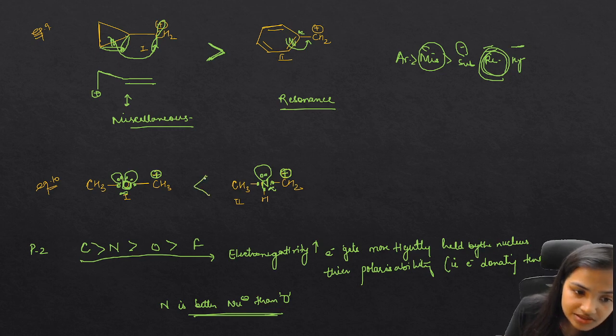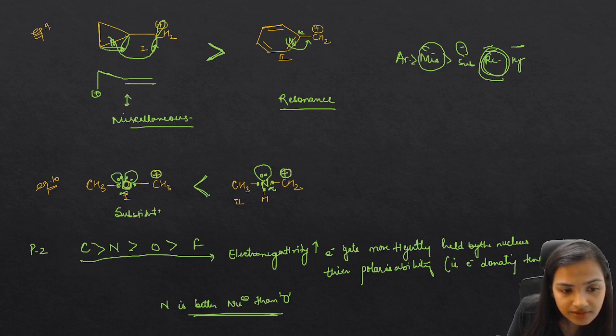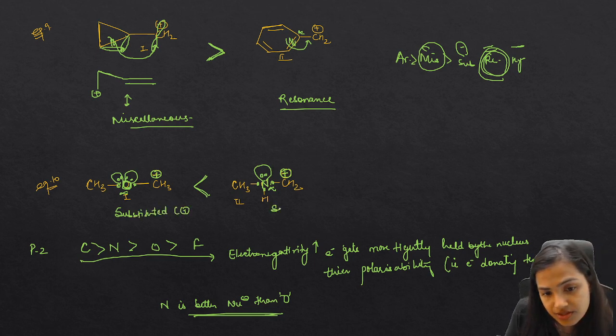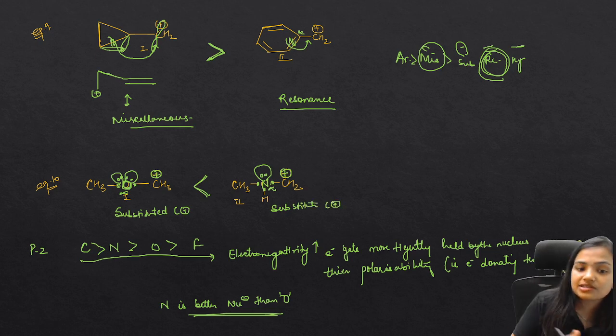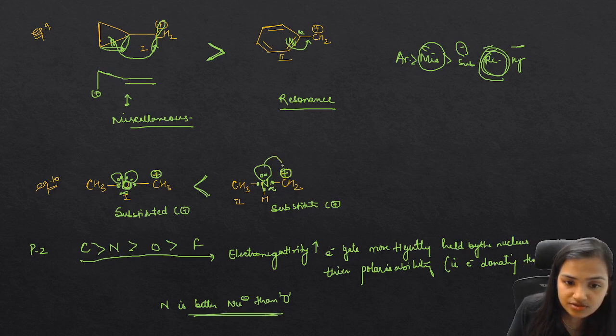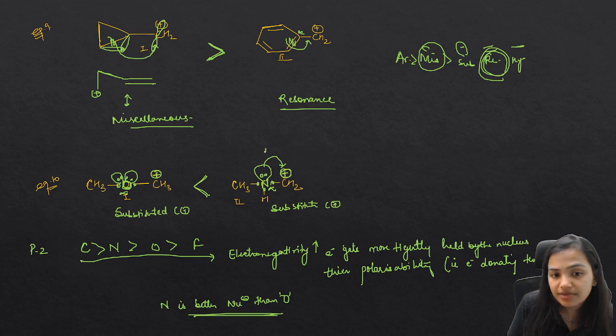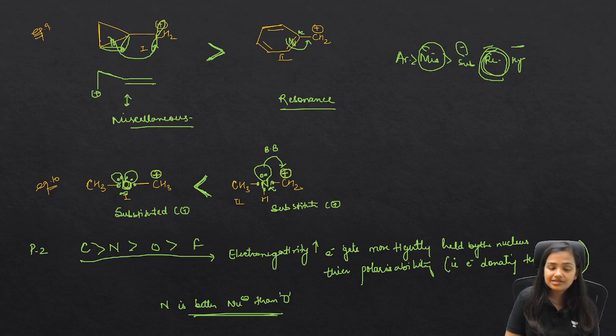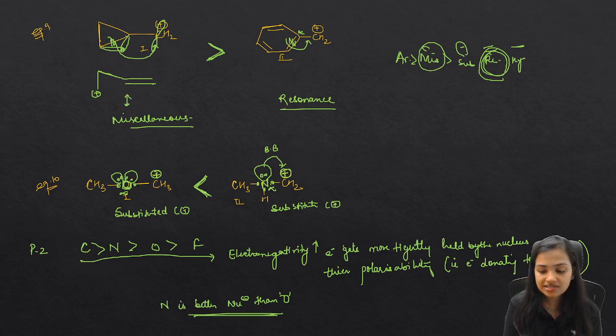So nitrogen will stabilize. This is a substituted carbocation, and this is also a substituted carbocation. If we have to compare between the two, this is oxygen and this is nitrogen. So nitrogen is a better donor. There will be better back bonding by the nitrogen, so this will be more stable as compared to that of the methoxy group. Okay, so this is all we could understand, and this is all about the carbocations and their stability.